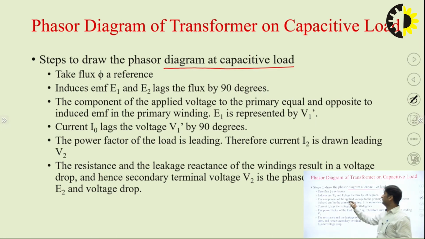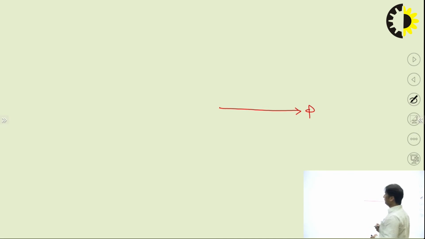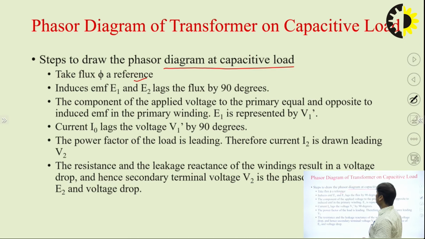First we have to take this as a reference. So take the phi as a reference. If I write like this, suppose this is the phi. So taking phi as a reference. Okay. Then the second step, the induced EMF E1 and E2 lag the flux by 90 degrees.